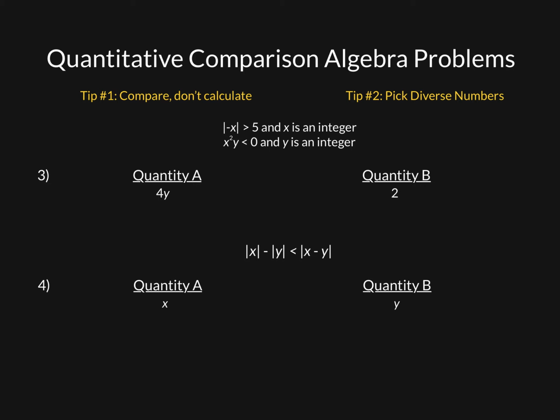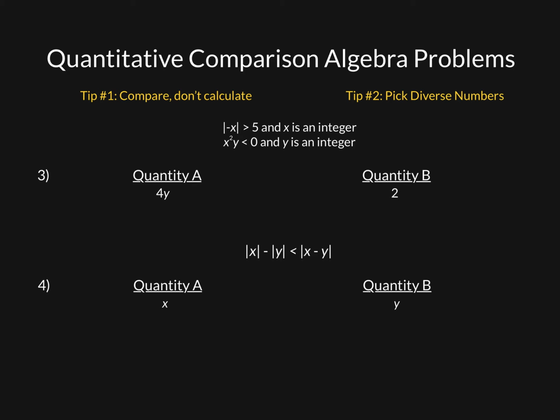So now essentially what we have to do is just find the value of y, plug that in, and see whether 4y is bigger than 2 or vice versa. Well, taking a look at what we have, the absolute value of x has to be greater than 5. So that means x essentially has to be any number that's bigger than 5 or less than negative 5.